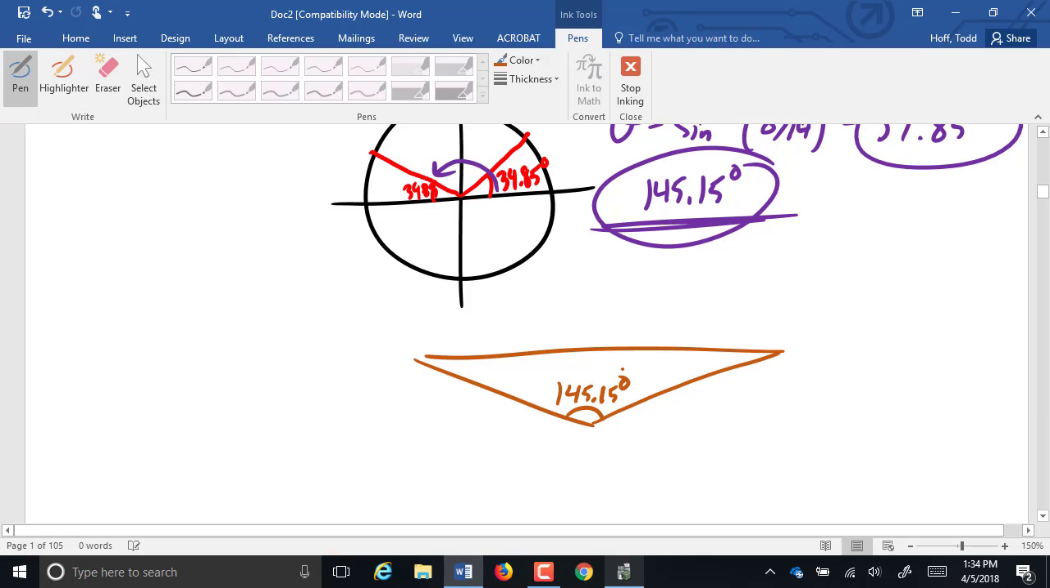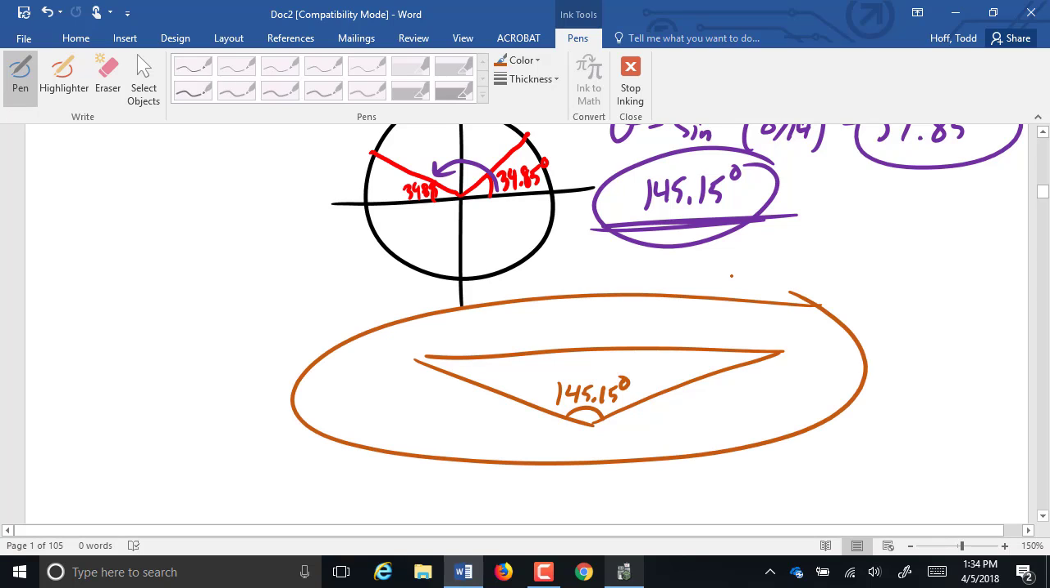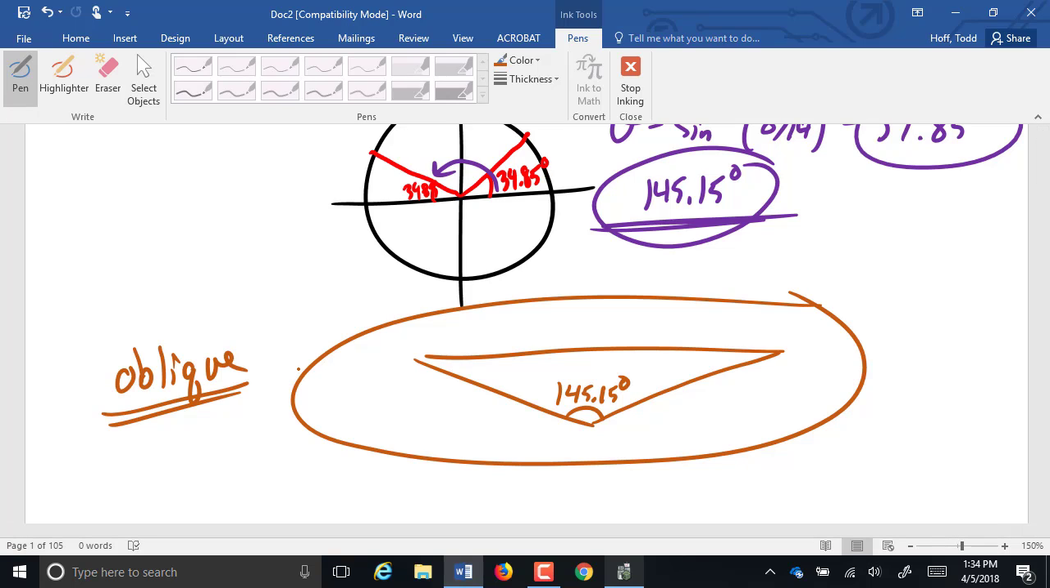Now, that's what we're going to start working on tomorrow, is these triangles called oblique triangles, sometimes referred to as Jasper triangles. Why are they called Jasper triangles? They're just not right. Yes.